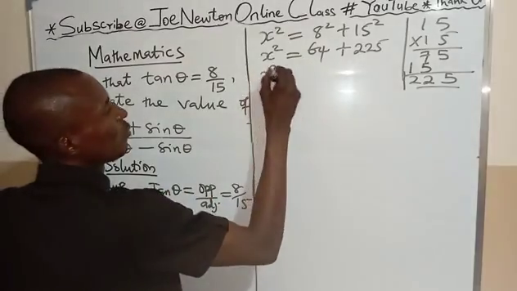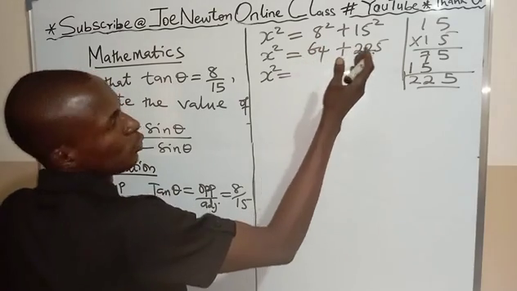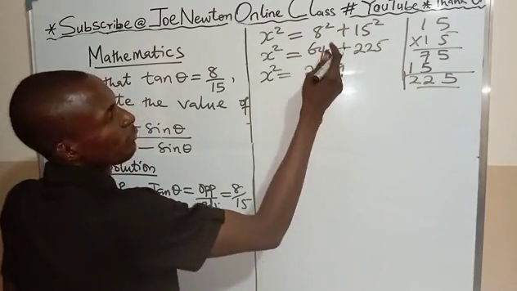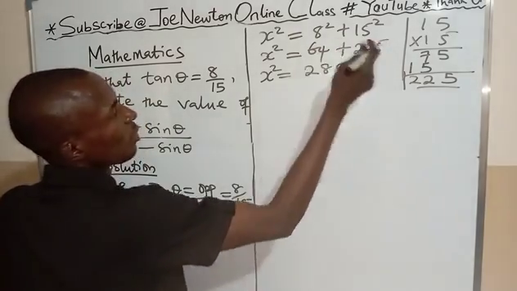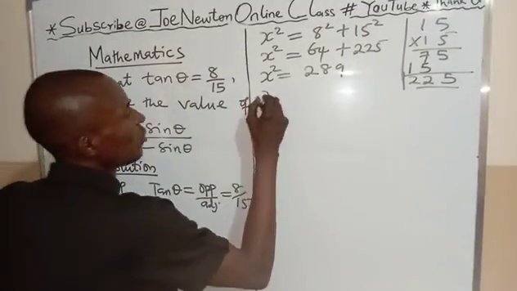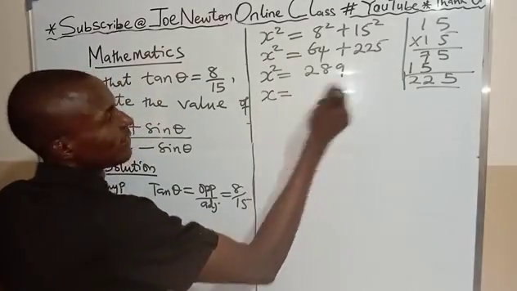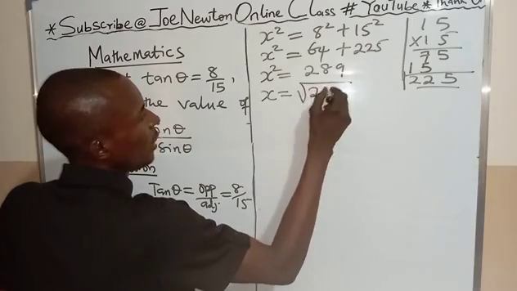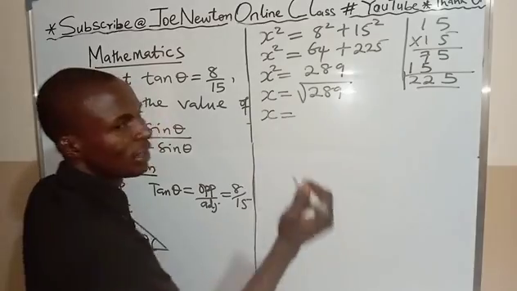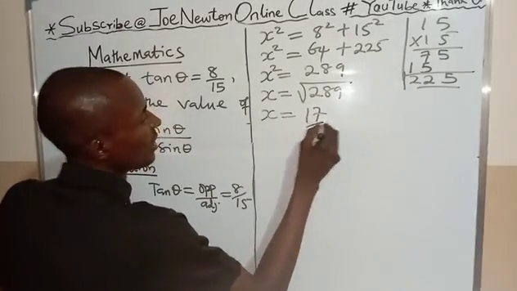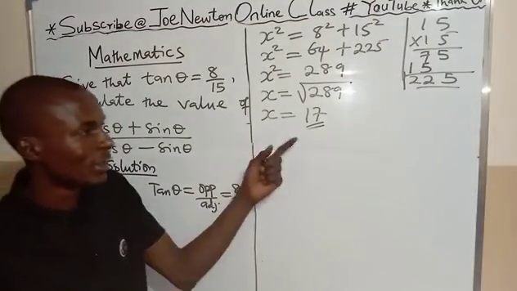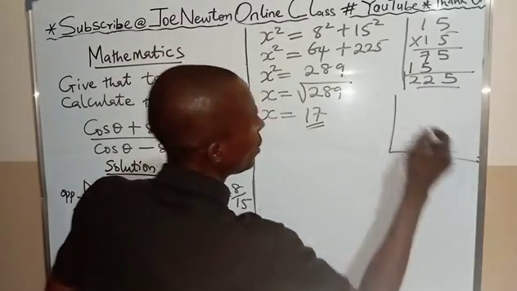Then we progress. We have that x squared equals, when you add 64 to 225, 289, because 4 plus 5 is 9, 6 plus 2 is 8, leaving these 2. Then we get the value of x. We take the square root of both sides. We have x equals the square root of 289, and the square root of 289 gives us 17, because 17 squared, that is 17 times 17, will give us 289. We can check it out here too.